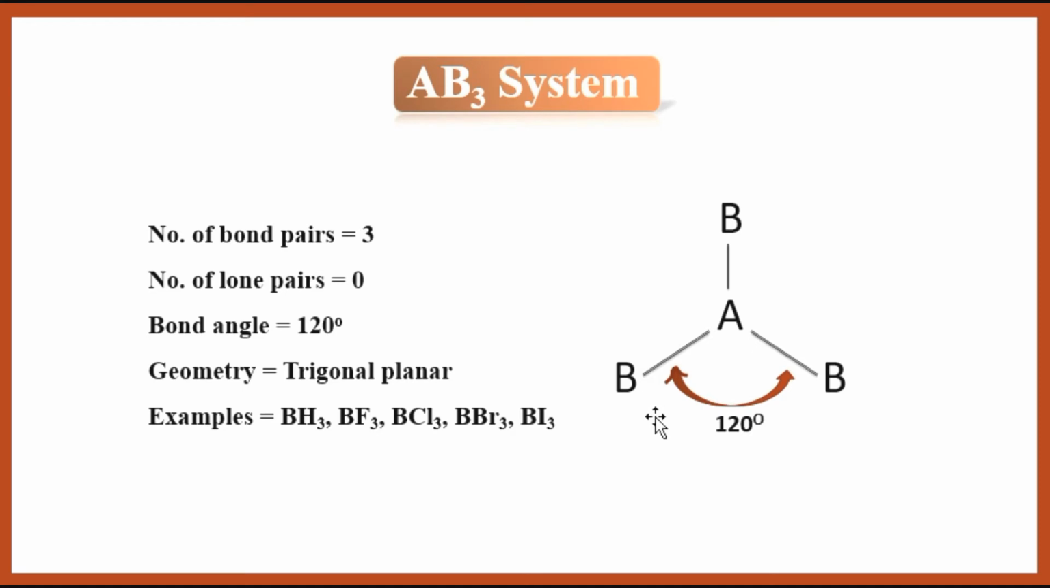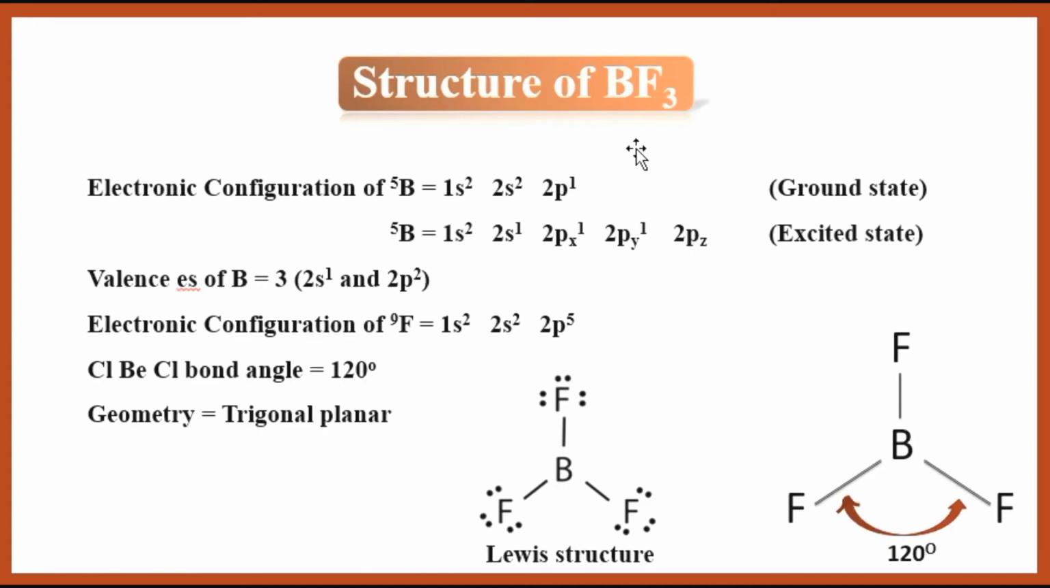Whenever we write down the bond angle, we mention a ligand, then the central atom, and then a ligand, like BAB. The bond angle comes out to be 120 degrees, and hence this geometry is trigonal planar. Examples under this system are boron hydride, boron fluoride, boron chloride, boron bromide, that are in fact the boron halides, and boron iodide as well. So let's discuss the example in detail, that is boron trifluoride.